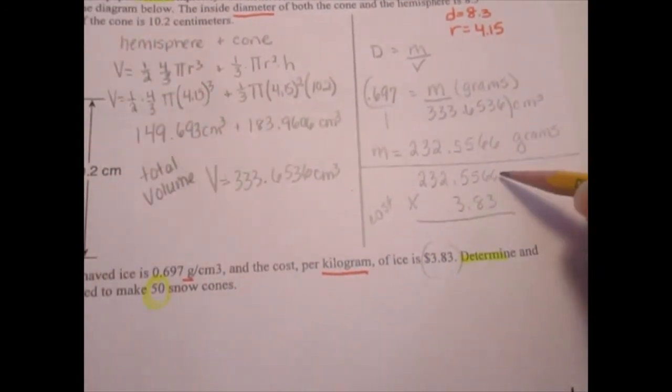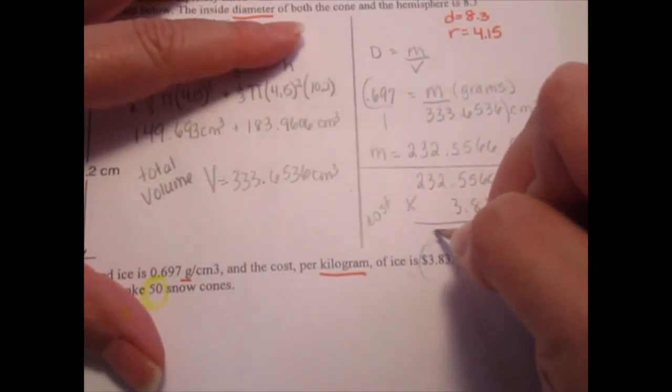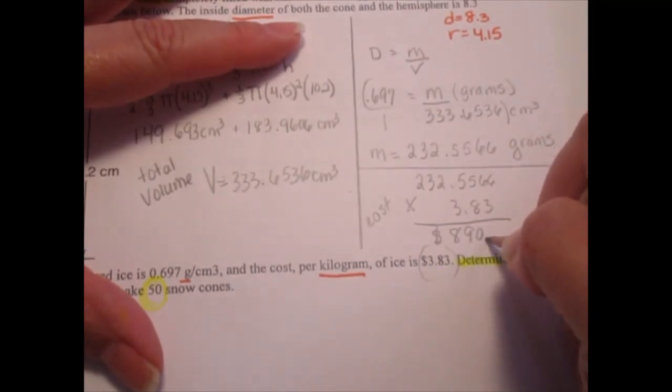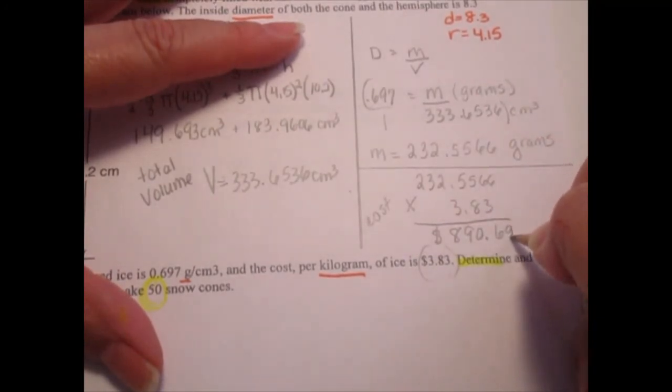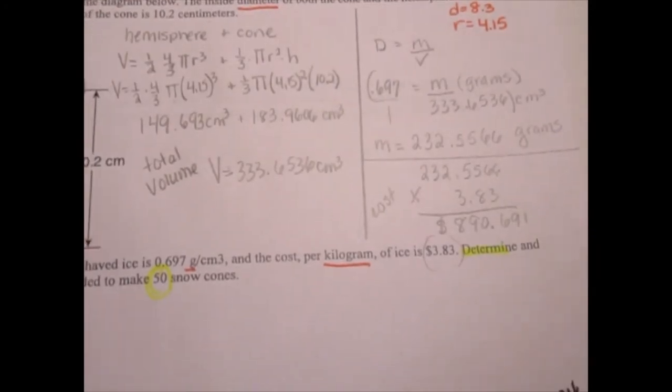Now this number should already be in your calculator, so don't re-type it in, just piggyback on top. Go multiply times $3.83, and you should get an answer of $890.91. That's not money. But remember, we're not chopping off decimals yet, okay? Even though it's not an appropriate answer for money, we're going to round at the very end.